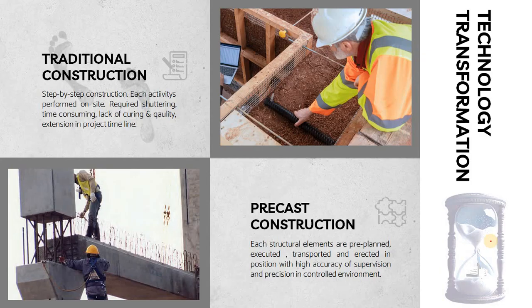So first let us discuss the technology difference. On the top you can see the traditional construction, where each and every activity is performed on site, where wooden shutters or steel shutters are used to form the shape of the element on site. Below you can see the precast construction technology, in which the elements are precasted in the factory, or cast off the site, and then transferred to the site by special transportation vehicles.